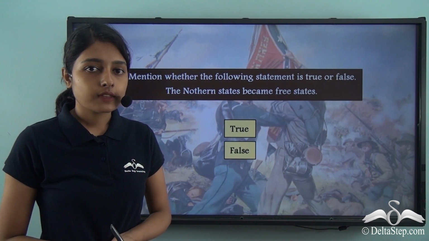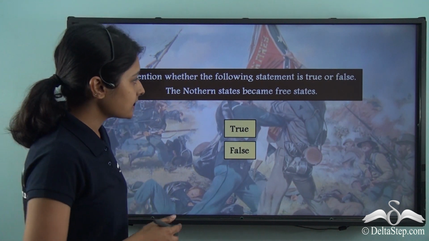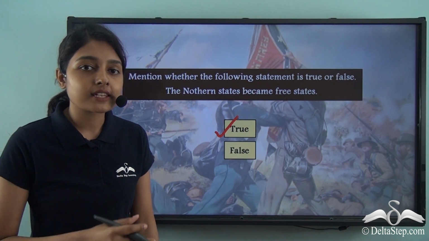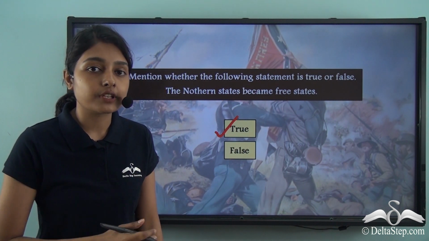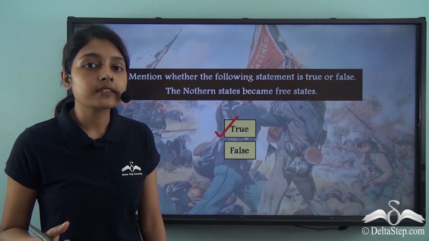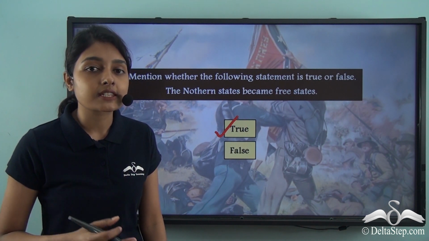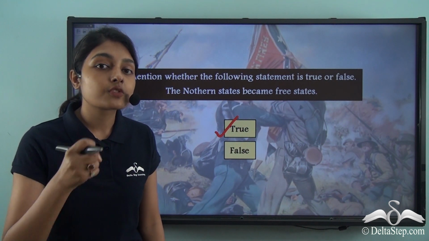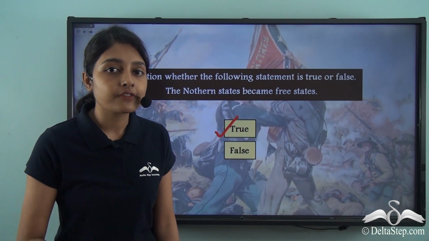Yes, you are right. This statement is true. The northern states became the free states because they abolished slavery, and on the other hand the southern states came to be known as the slave states because they were propagating, or they wanted to strengthen, this practice of slavery.